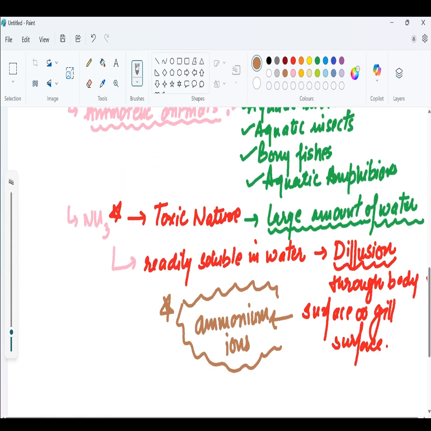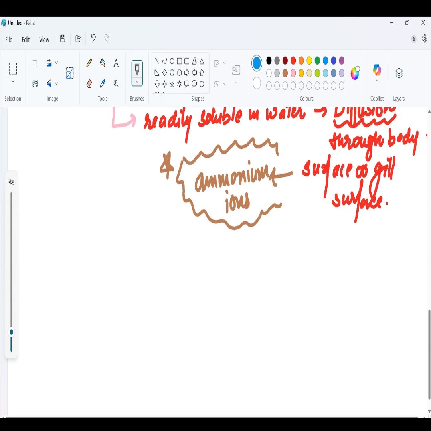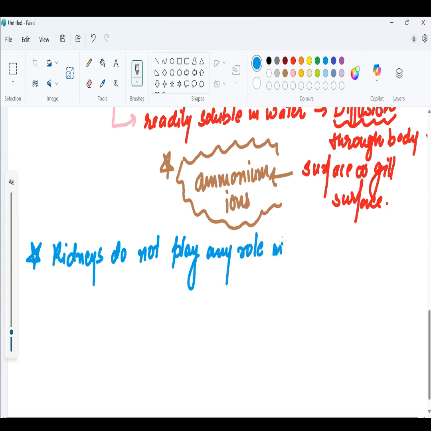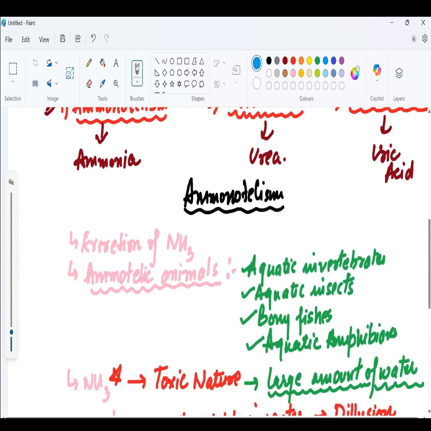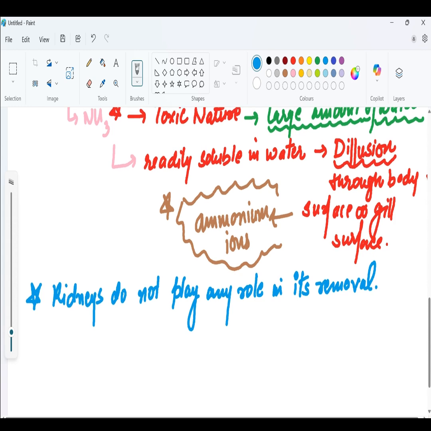The next point that is very important, and I don't think that many students know this, is that kidneys do not play any role in its removal. This ammonia is excreted just through the general body surface, and kidneys do not have a major part to play. Otherwise, we know that in the process of excretion, the kidneys play the major role. But in the animals that are ammoniotelic, the kidneys are not playing the main role.